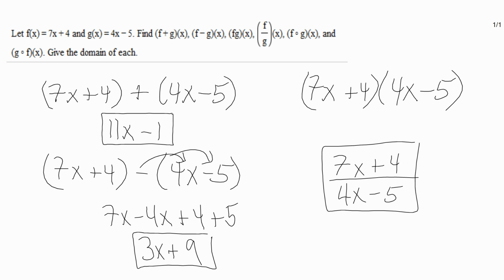What about this one? Use your FOIL method. Pronounce it however you'd like. FOIL! 7x times 4x, that would be 28x squared.